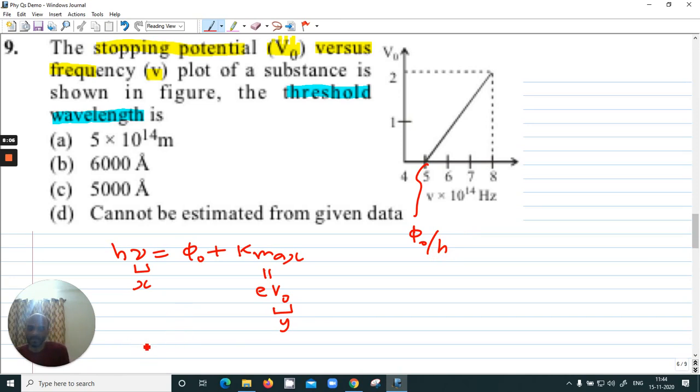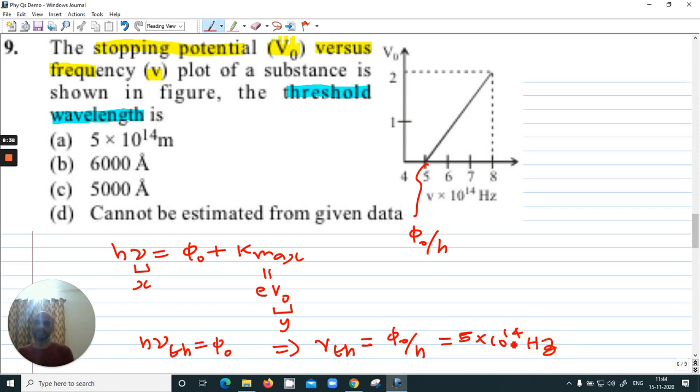Threshold frequency is the frequency of the photon which will just eject the photoelectron. So the kinetic energy will be 0 when the frequency is the threshold frequency. So from this we get the threshold frequency as phi naught by h, which is the x-intercept, and the x-intercept is 5 into 10 raised to 14 Hertz. And for an electromagnetic radiation, this relation is valid: c equal to nu into lambda.